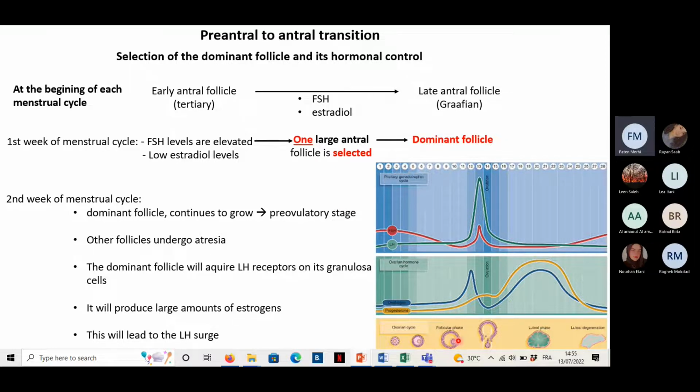And then, due to this drop in the FSH levels, we will have a selection of a dominant follicle. Only one large antral follicle is selected. This will be the dominant follicle. And as a consequence, the other follicles will die, and only this dominant follicle can keep on surviving and growing to give the pre-ovulatory follicle.